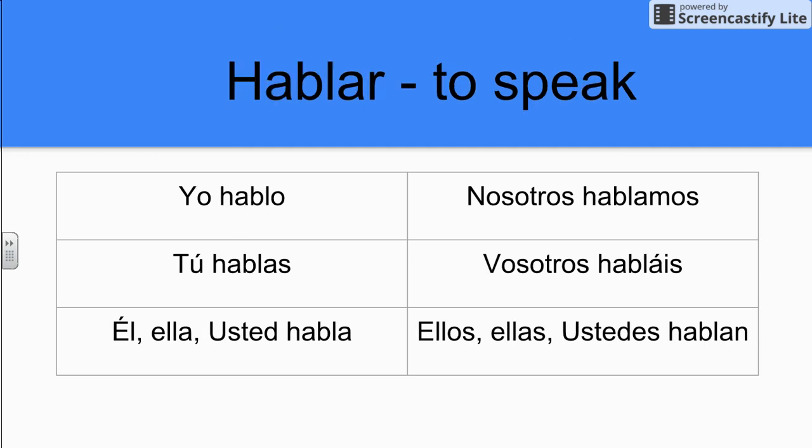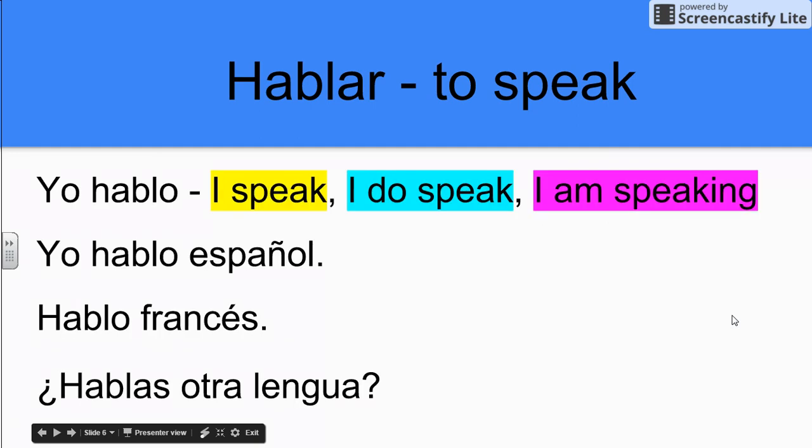To show you hablar, which is the verb to speak, it would look like this. Yo hablo, tú hablas, él, ella, usted habla, nosotros hablamos, vosotros habláis, ellos, ellas, and ustedes hablan. Notice again that each of the verbs looks the same except for the ending is going to be different. O, as, a, amos, and an.